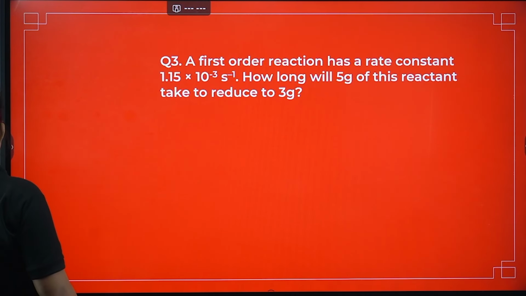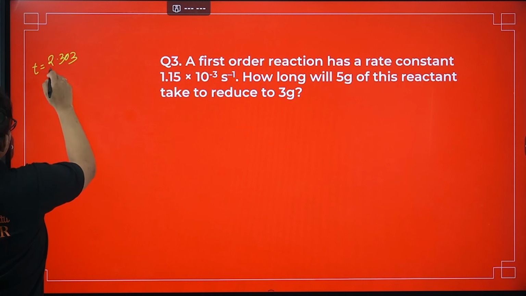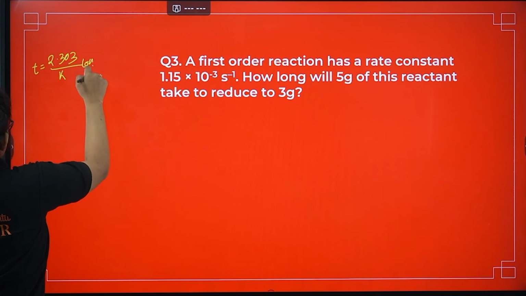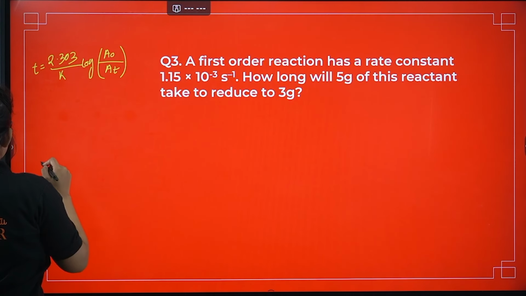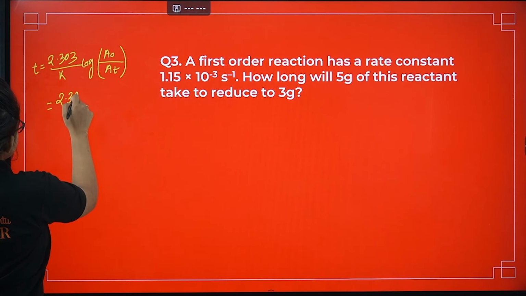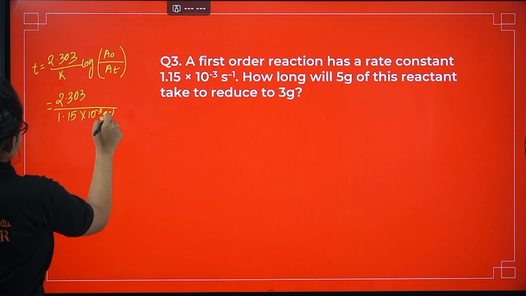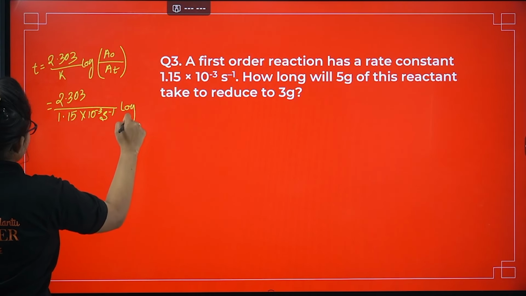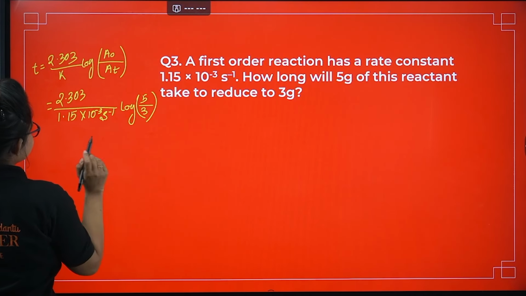Okay, let's go ahead. So we can start with the first order rate equation: t equals 2.303 divided by K, log of a naught by a, right? Now the K value is given, so let's put everything here. 2.303, K value is given as 1.15 into 10 power minus 3 second inverse, right? Now log, here it is starting with 5 gram and ending with 3 gram, right?